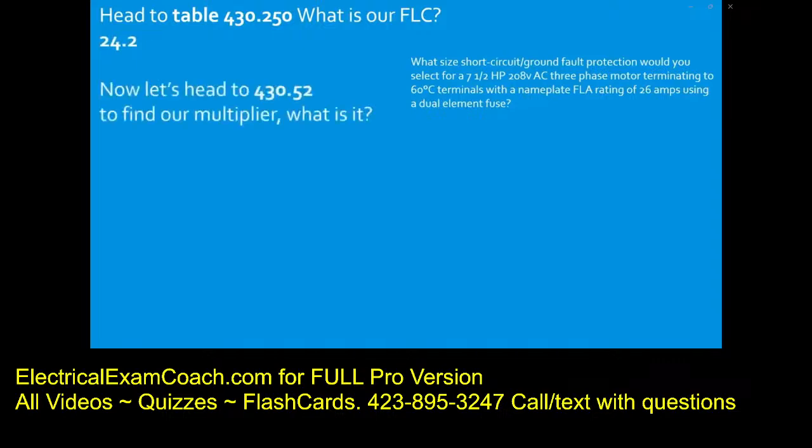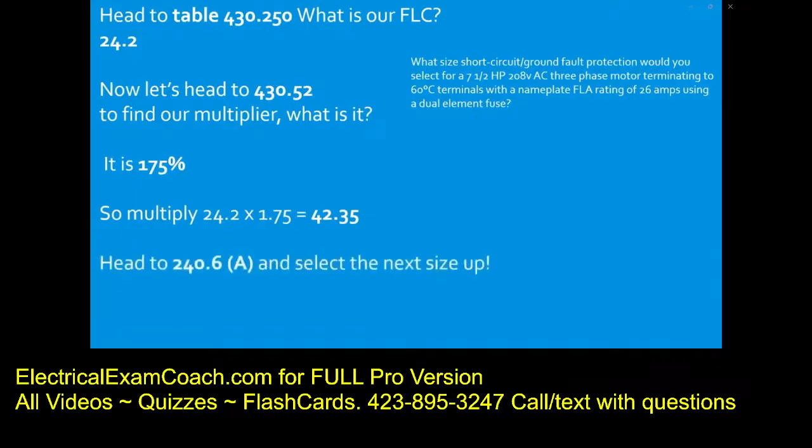Now we head to table 430.52 and find our multiplier. Starting on the left for polyphase, and then coming over to our type of device, we're going to find that it's 175%. We take our FLC, multiply by 1.75, that's going to give us 42.35. Now we head to table 240.6(A) and select the next size up. And we select B.